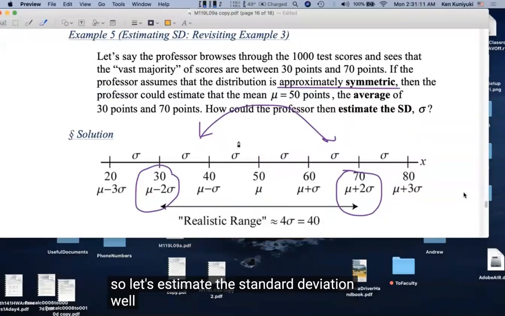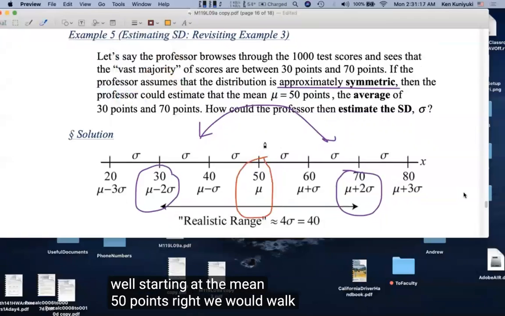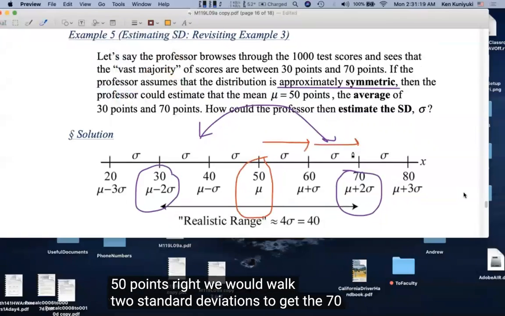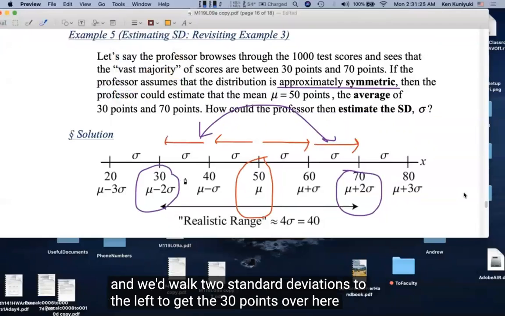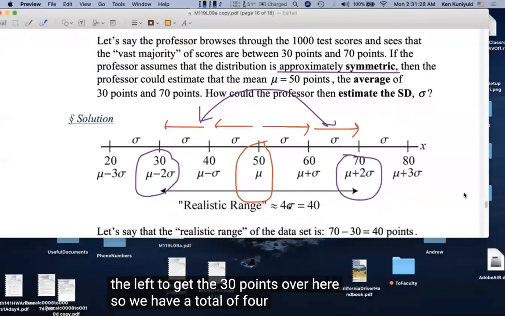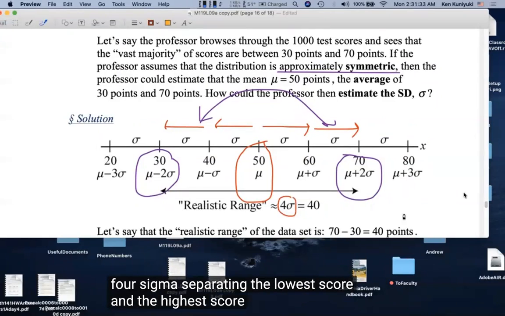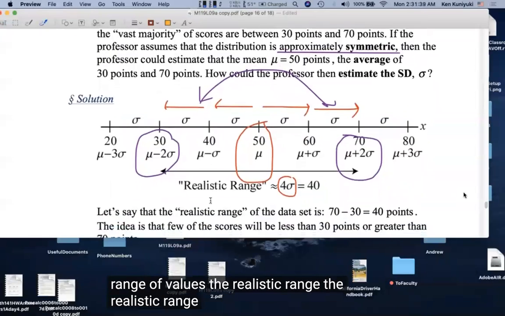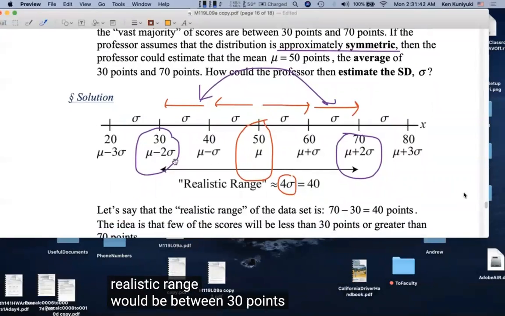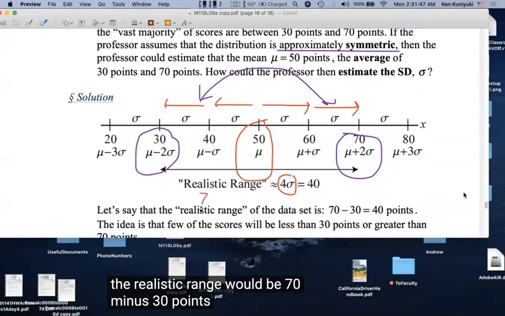Well, starting at the mean, 50 points, we would walk two standard deviations to get the 70 points over here, and we'd walk two standard deviations to the left to get the 30 points over here. So we have a total of four standard deviations, four sigma, separating the lowest score and the highest score in the usual or typical range of values, the realistic range. The realistic range would be between 30 points and 70 points. The realistic range would be 70 minus 30 points.